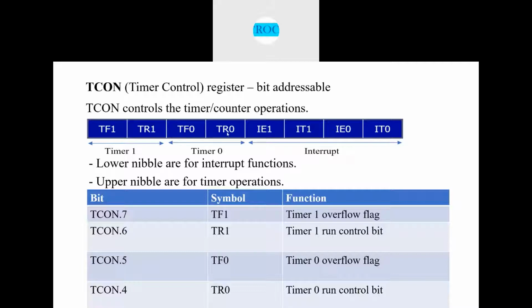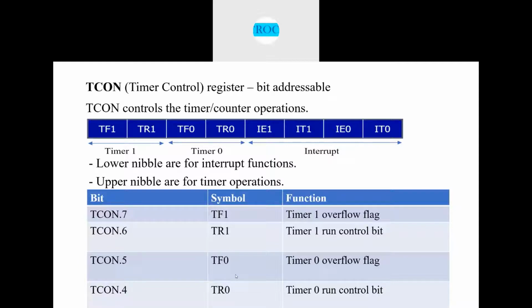And what is this TR here? As you can see from this diagram, TF1 is the timer 1 overflow flag. TR1 is the timer 1 run control bit, the timer starter bit, as I said. It is the timer 1 starter bit.